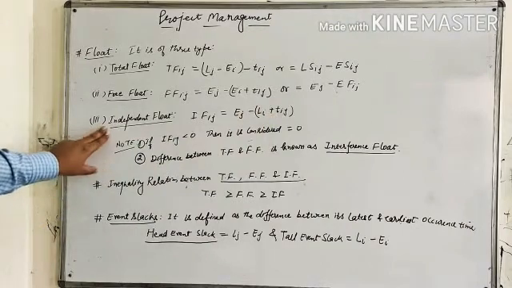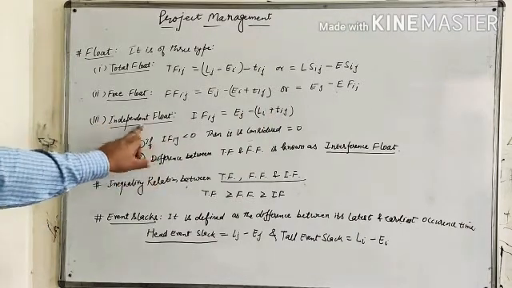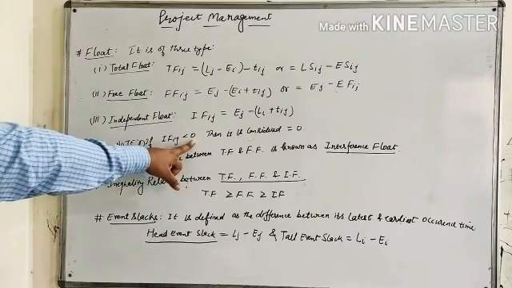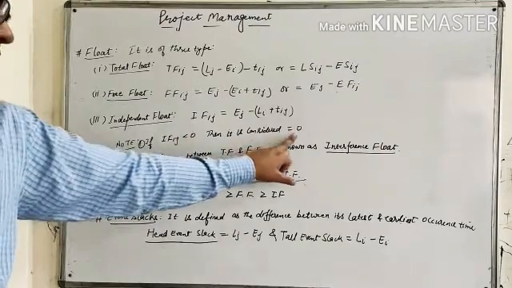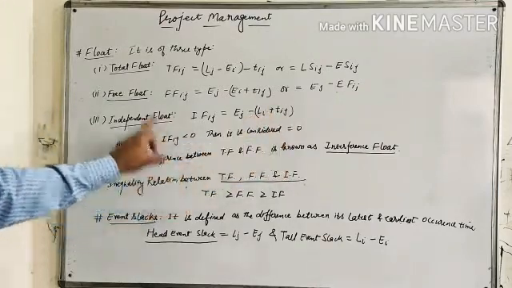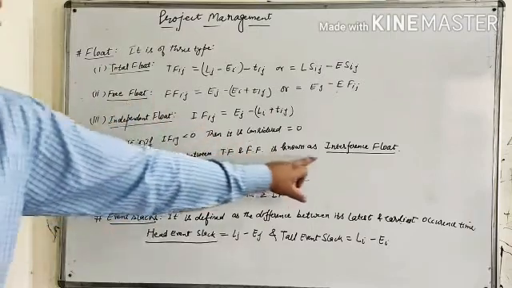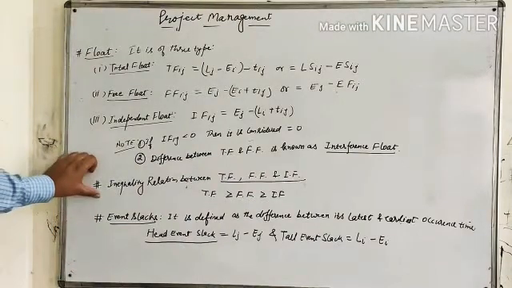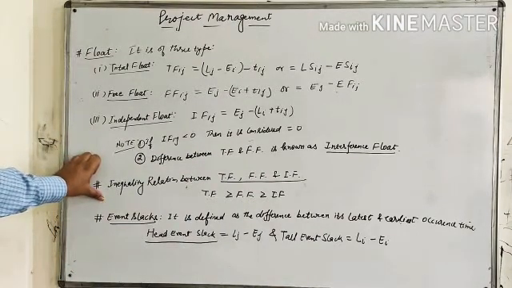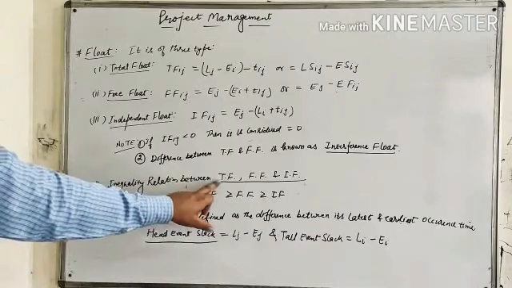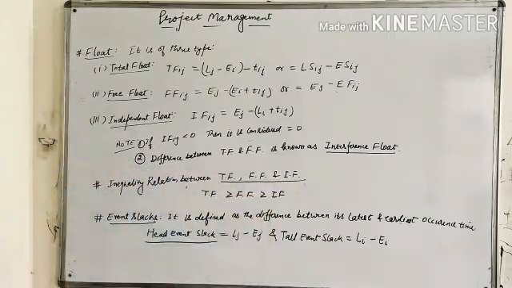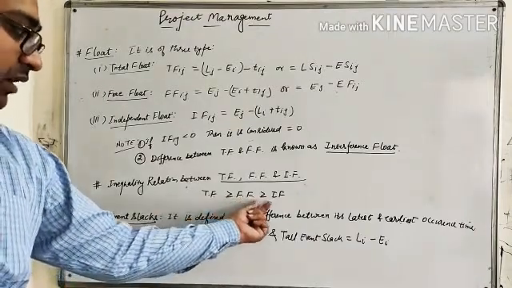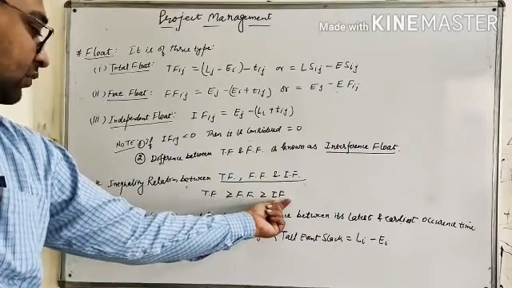Now there are two notes on this. If independent float is less than 0, that is, if the value of independent float is negative, then it is considered as 0. The difference between total float and free float is known as interference float. Now, the inequality relation between floats of an activity, that is total float, free float and independent float, is always: total float is greater than or equal to free float, which is greater than or equal to independent float.